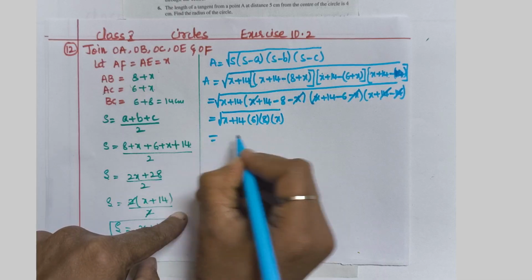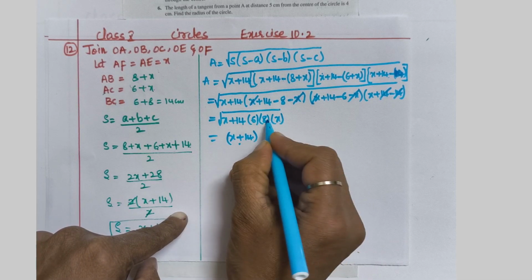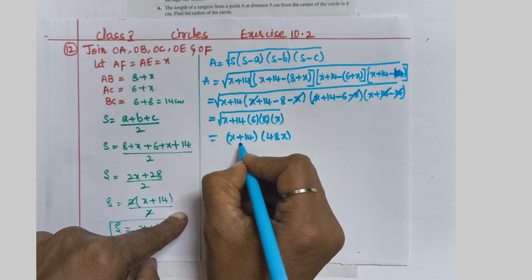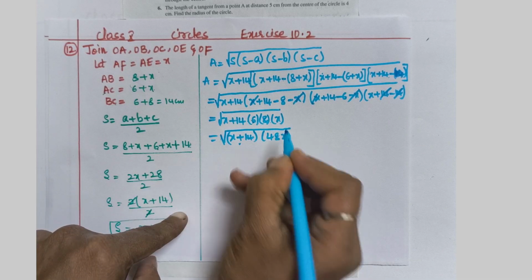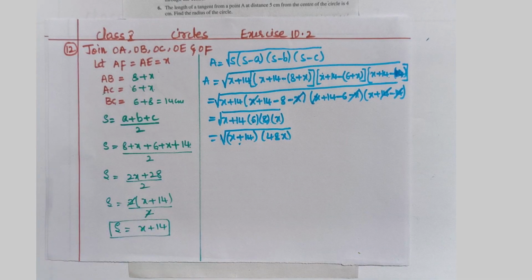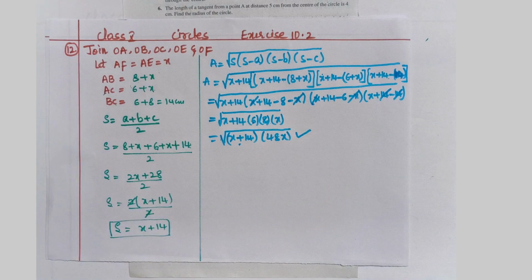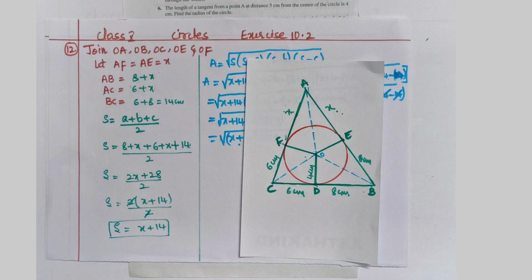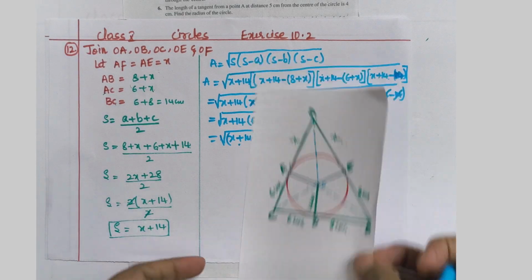Slowly and correctly do it. Next, X plus 14 into 8 into 6, 48X. This is X plus 14, 6 8s are 48X under root. X plus 14 and 48X came. Keep this on one side. This is the area of the full triangle. But there is no chance of finding the X value here.